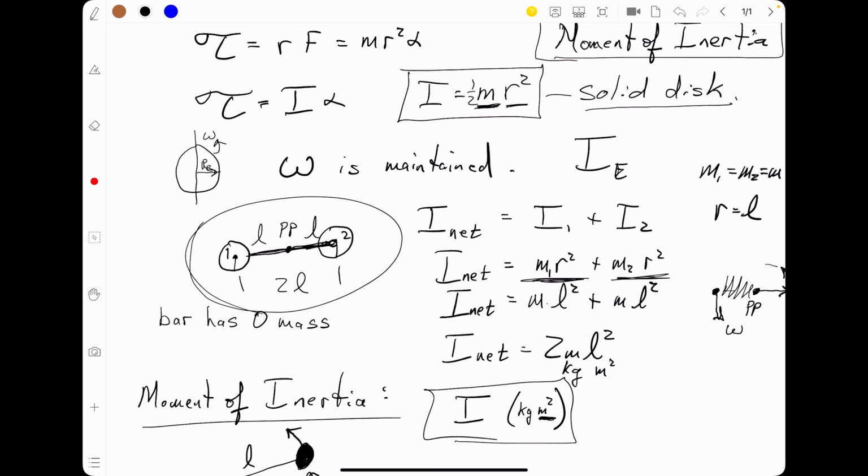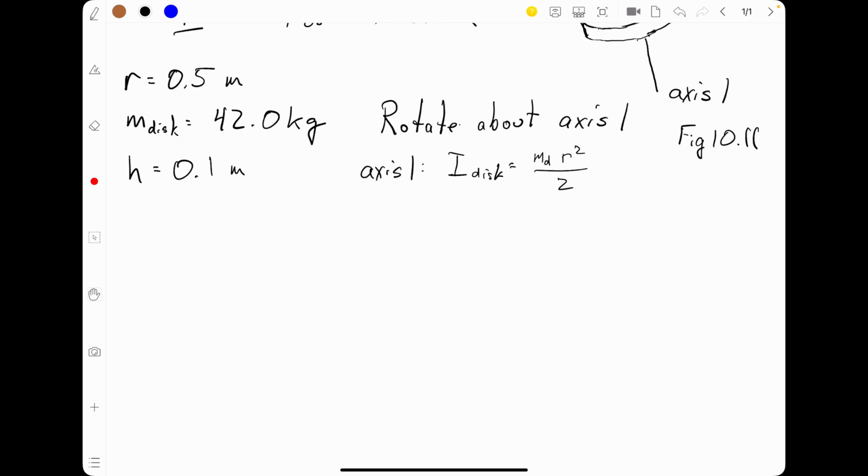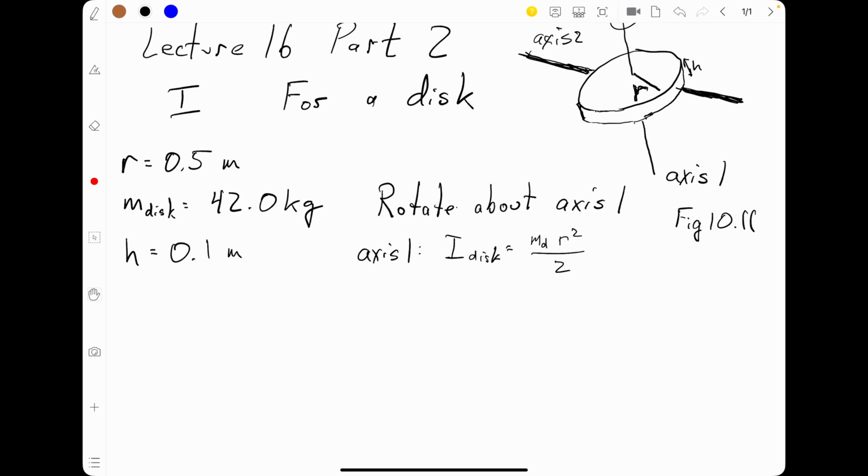Should we talk about it? Should we talk about why? Let's talk about why. So we've got our disk. I'm going to erase this in a second, but I want to talk about it. So let's look at the disk from the top down, and we're going to spin it around this way.